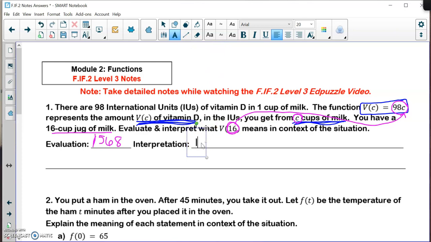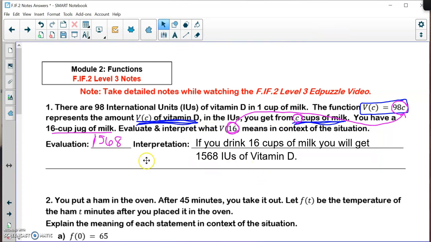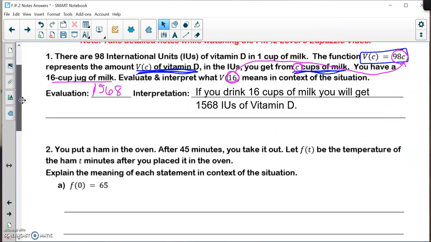What this means is that we put 16 in for C, and 16 represents the number of cups of milk. So if you drink 16 cups of milk, you will get 1,568 international units, or IUs, of vitamin D. And that's it. That's your interpretation. Number 2.